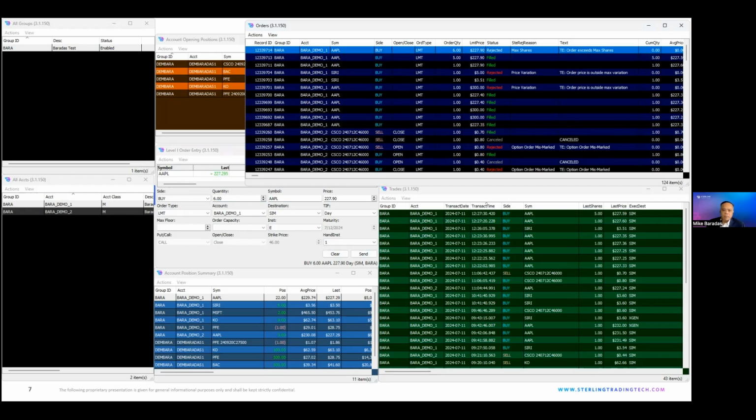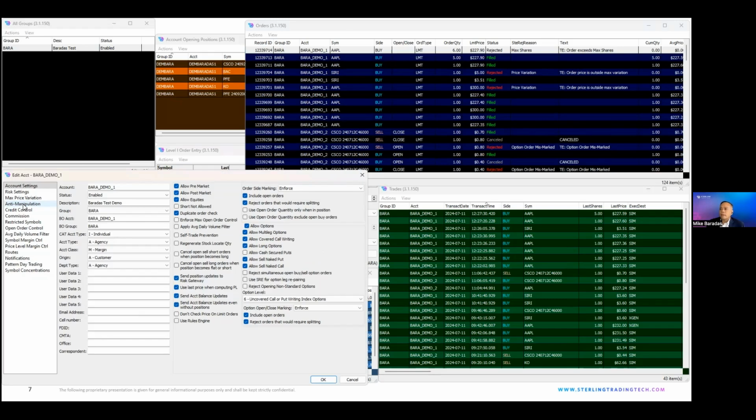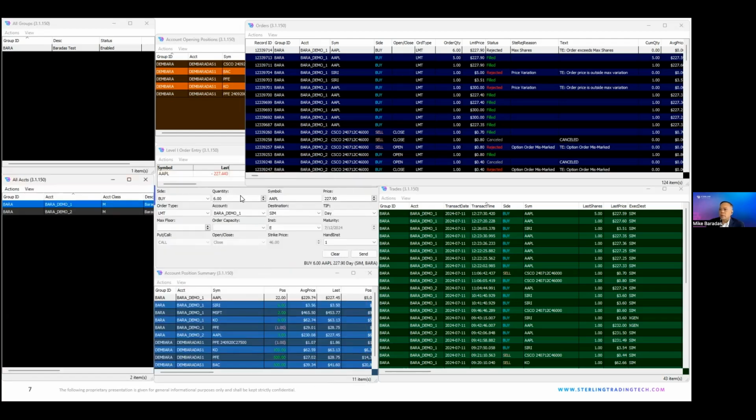We do something very similar for a market dollar value for an order, and this works for equities and options. I did want to show you the duplicate order check. This is at the account level, where it checks for a duplicate order being sent. So let's do a very simple one. Let's go back to Sirius XM.